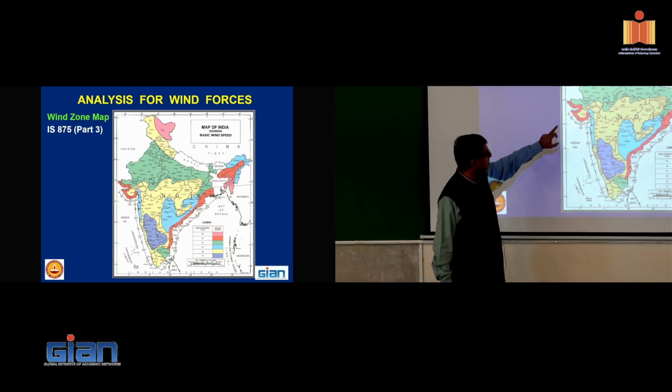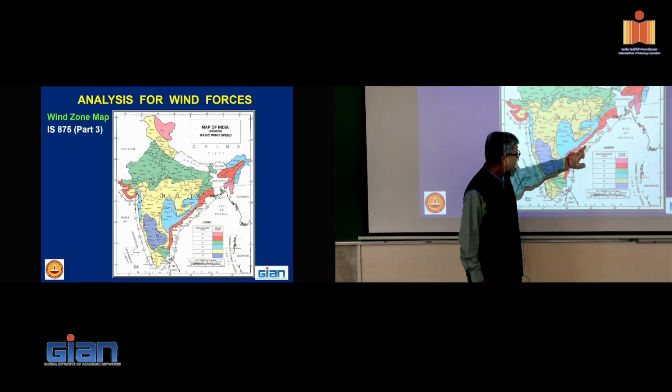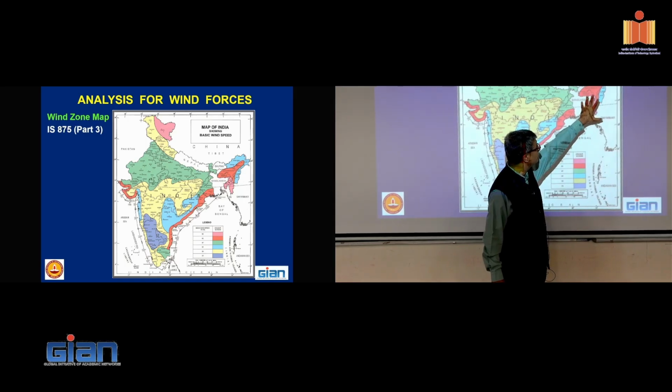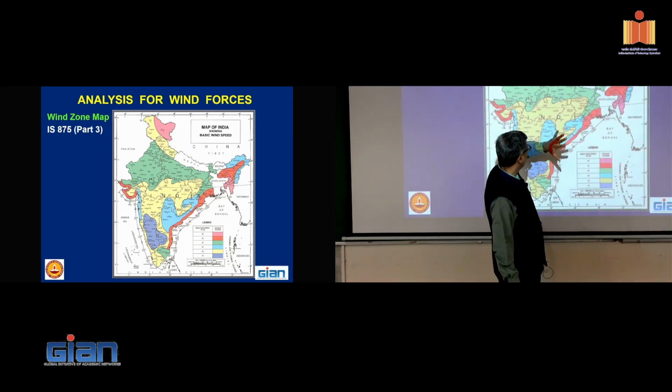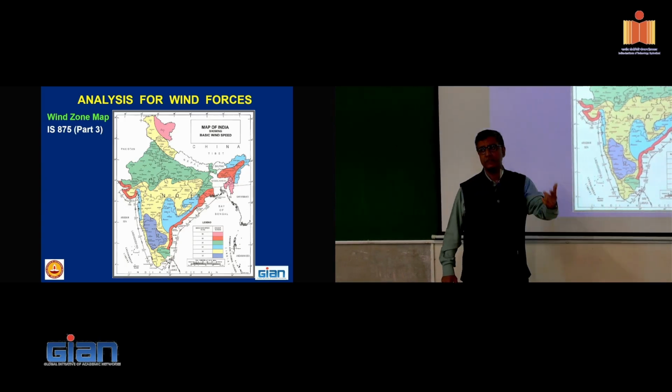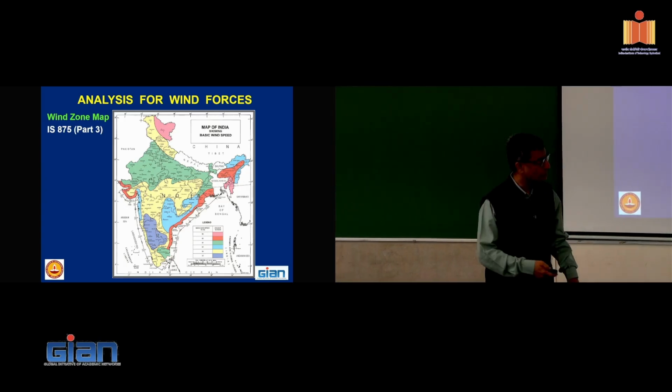That means if I'm on this coast or on this coast, it is very high. This is a very hilly terrain, that's why it is extremely high. Whereas in this portion, wind design is not a concern unless the building is very tall.